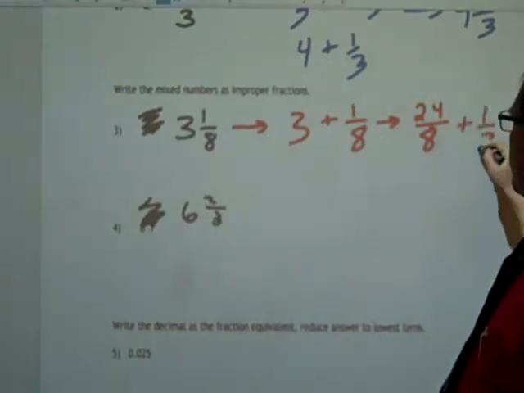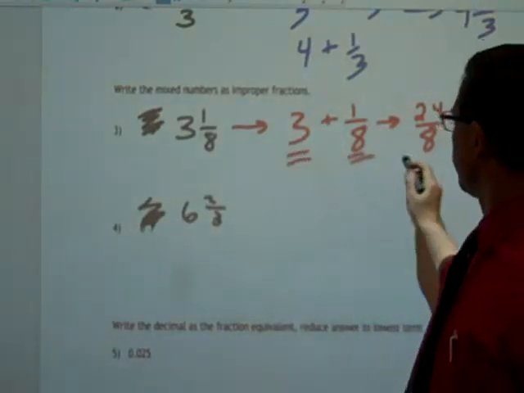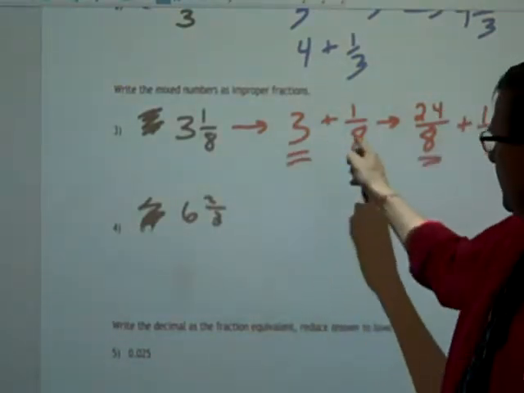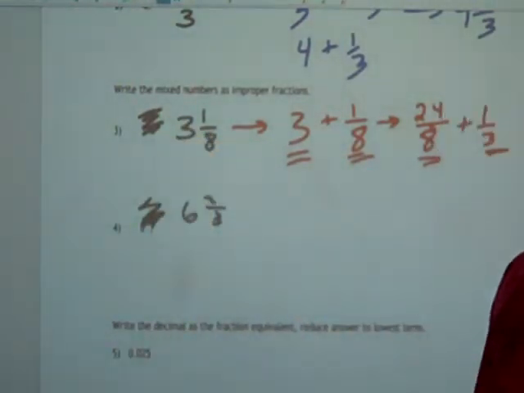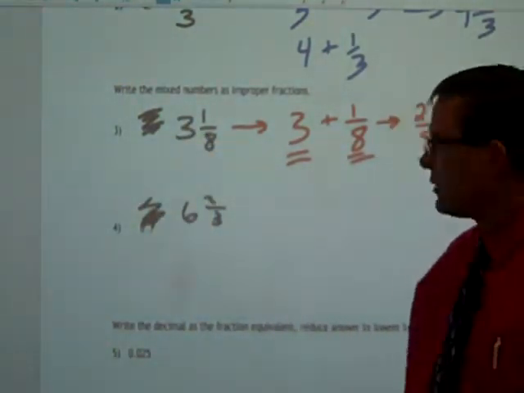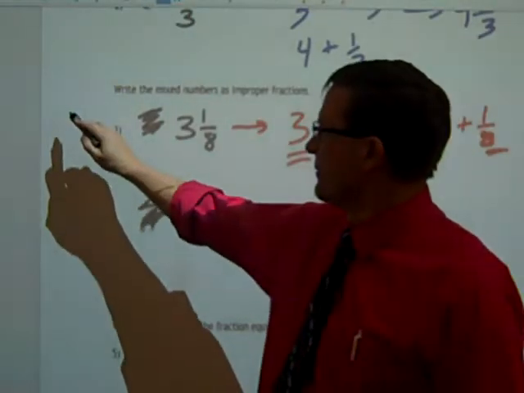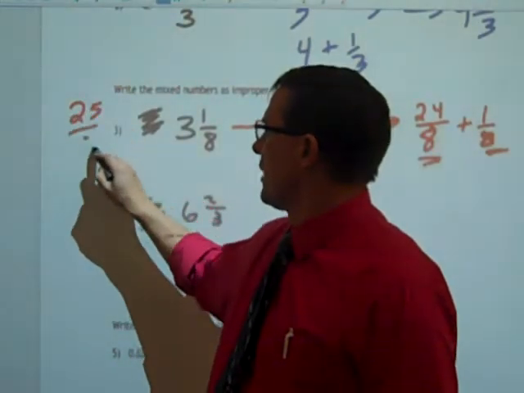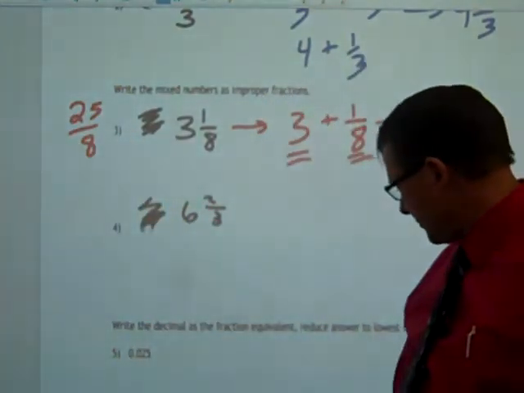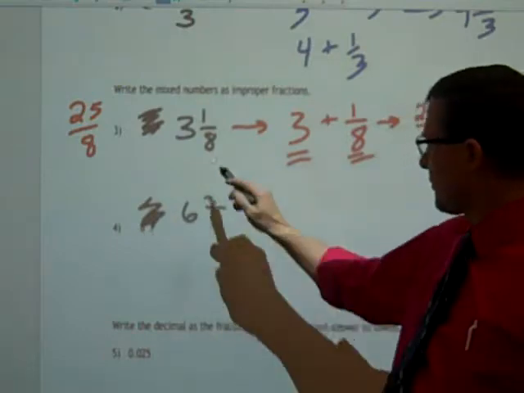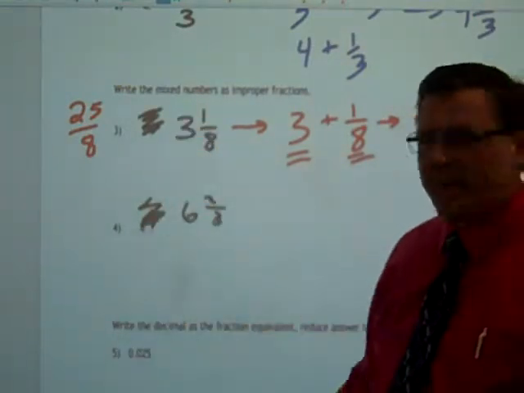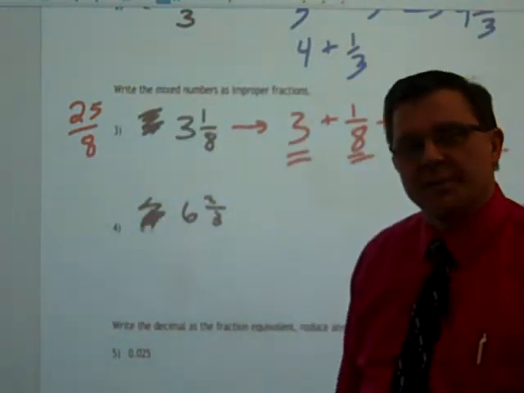And everybody, I want you to be clear, this is equivalent to this. And 3 plus an eighth was equivalent to where we began. We're not changing the value. 24 eighths plus 1/8 is 25 eighths. Now another way to do this, and again, I don't, is 3 times 8 is 24 plus the 1, but I like the method where I think about what it means.